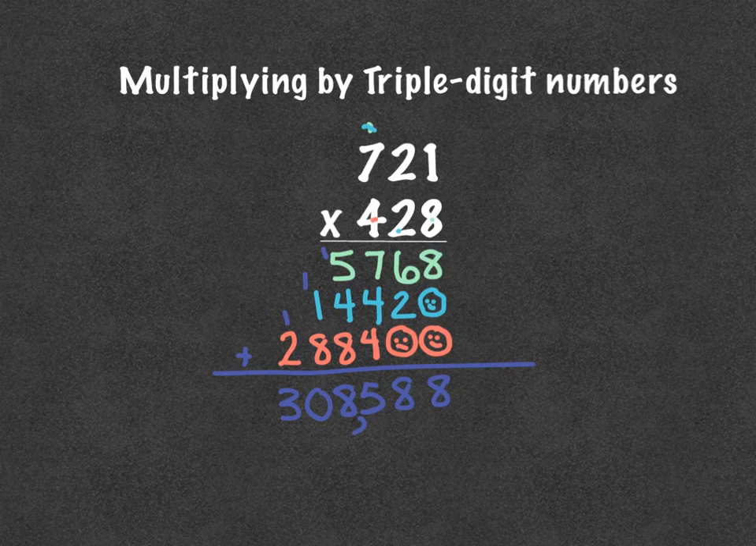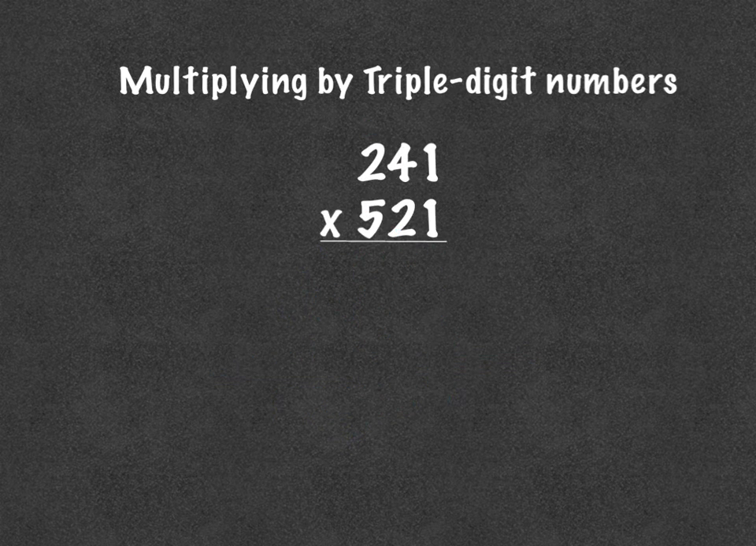308,588. Now, I'll tell you that the hardest thing about these triple digit problems is if you make one error somewhere in here, then it can cause an error in your final answer. So you just have to be really careful with your regrouping and your computation and your facts. So be real careful with that stuff. Okay, let's try another one.